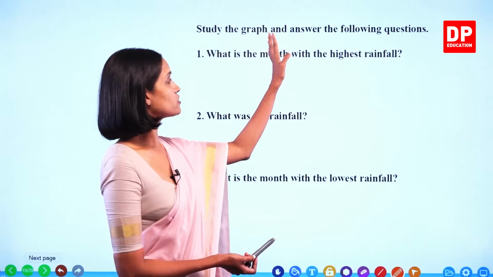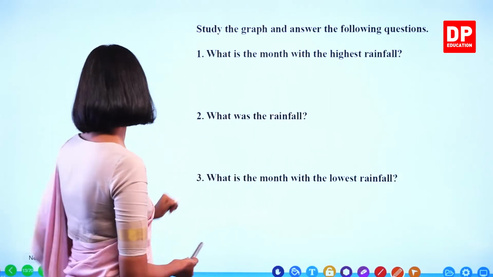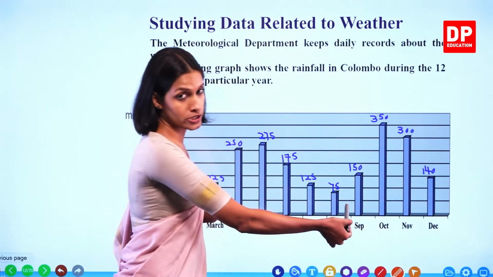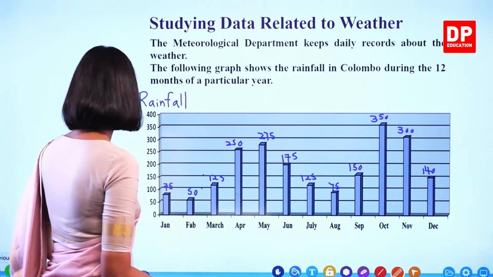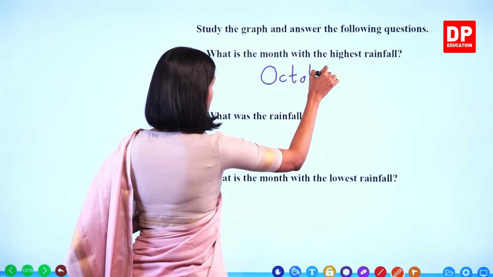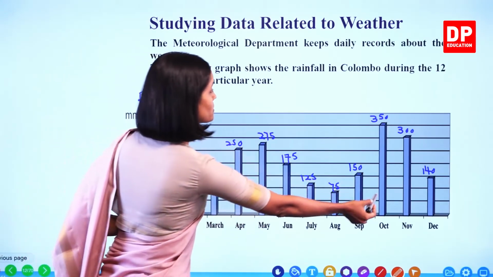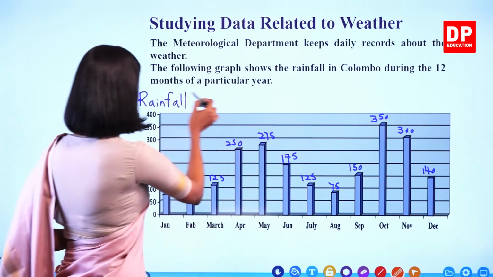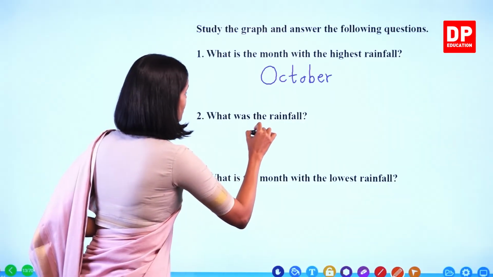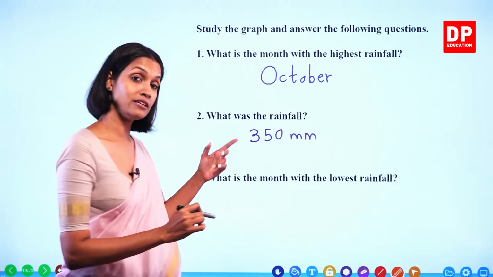Study the graph and answer the following questions. What is the month with the highest rainfall? We just discussed it. What is the month with the highest rainfall? That is October. And what was the rainfall? October, 350 millimeters. We have to write the unit as well, right? 350 millimeters. You can even write in words.